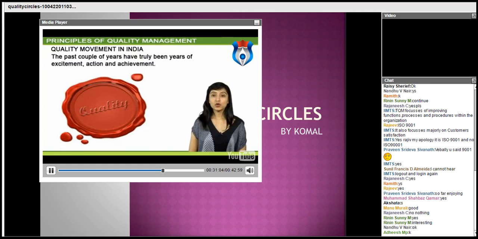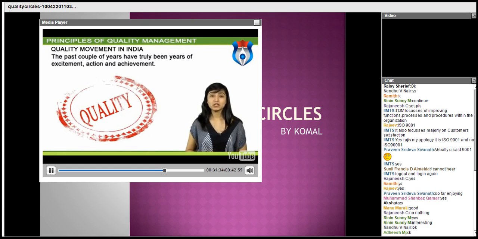Let us now talk about the quality movement in India. The past couple of years have truly been years of excitement, action and achievement. Quality is no more a buzzword, more so in the service sector, which is fast assuming a dominating role in the national economy. The history of the quality movement in India can be traced back to the 60s when the public sector, led by the Department of Space, Atomic Energy and later followed by BHEL and SAIL, initiated formal quality measures.